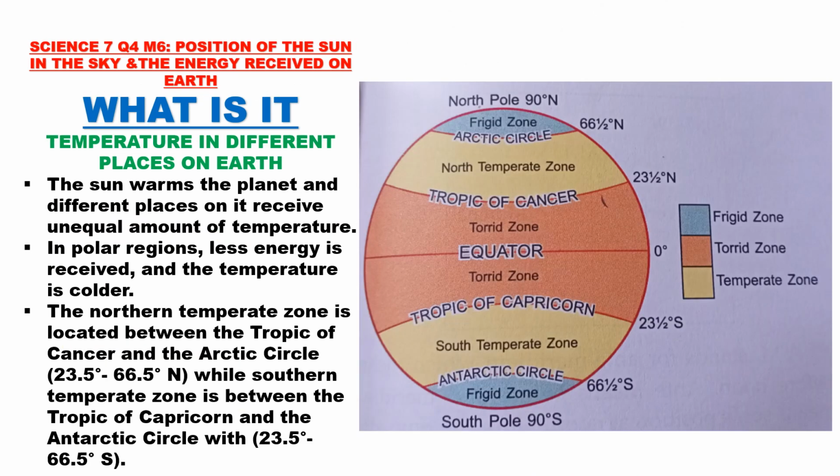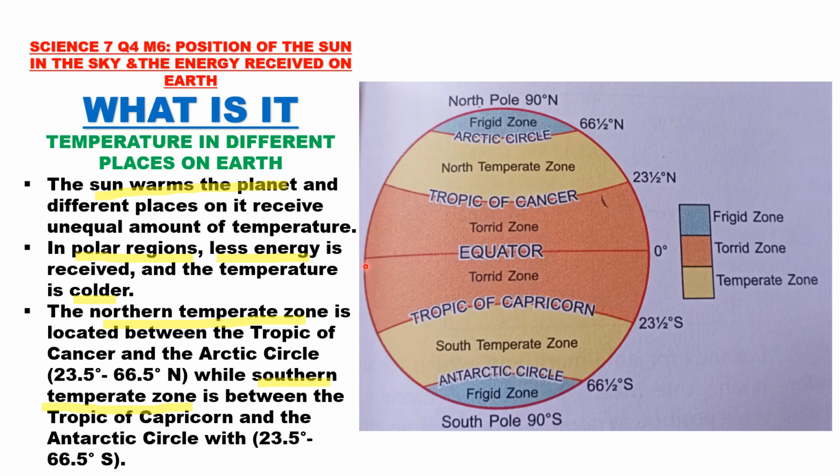Temperature in different places on Earth. The sun warms the planet, and different places on it receive an unequal amount of energy. In polar regions, less energy is received and the temperature is colder. The northern temperate zone is located between the Tropic of Cancer and the Arctic Circle at 23.5 degrees to 66.5 degrees north, while the southern temperate zone is between the Tropic of Capricorn and the Antarctic Circle at 23.5 degrees to 66.5 degrees south.